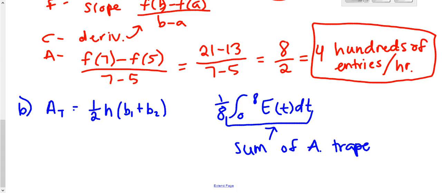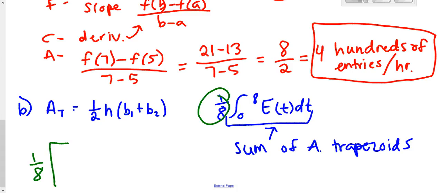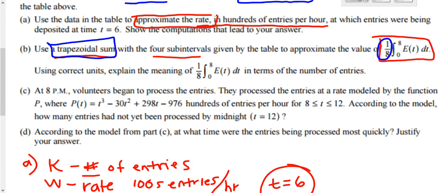So when we do that, we will have 1/8 because of this 1/8. It's just going to stay out front. 1/2 times the height times base 1 plus base 2. Plus, and we'll do that for all four.